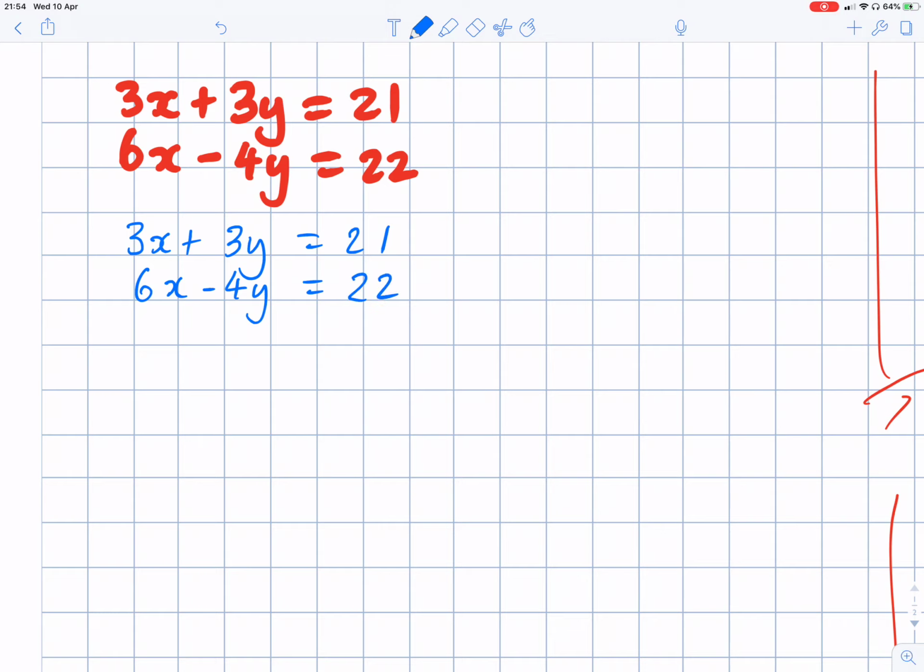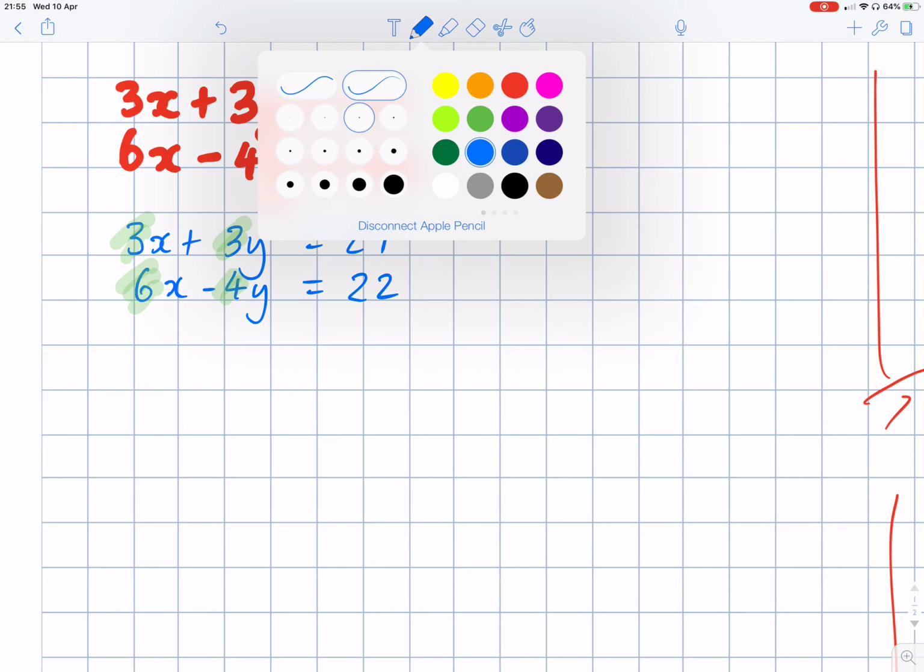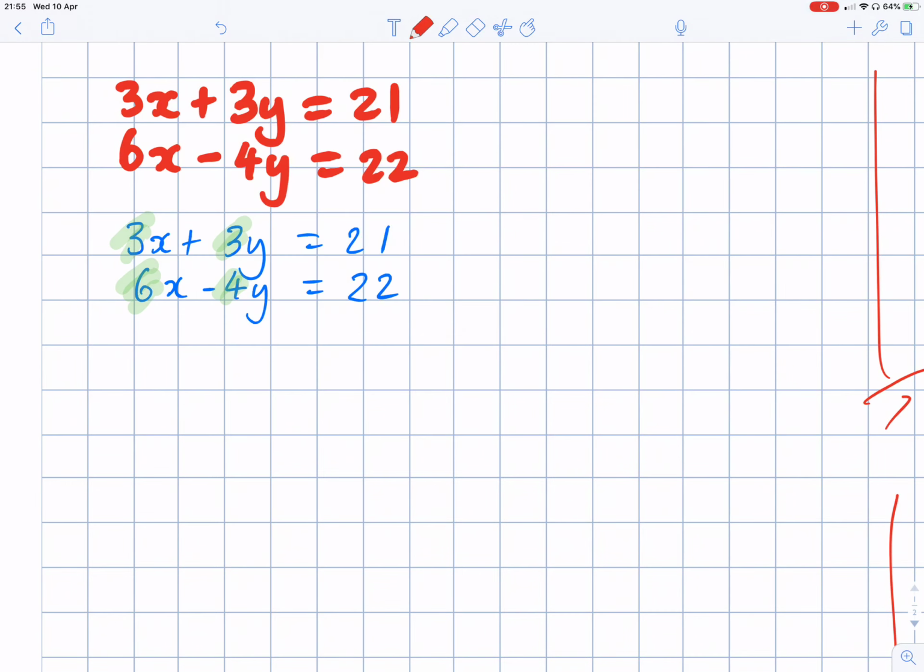So the first thing you want to look at is the number in front of the x and the number in front of the y. One of these needs to be the same. So we're going to multiply the top equation by 6 and the bottom equation by 3. So basically it's this 6 here and this 3 that we're talking about.